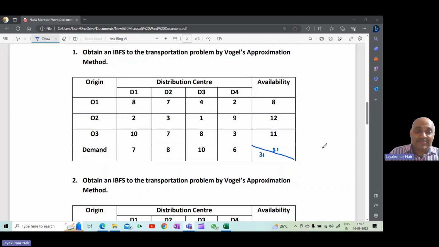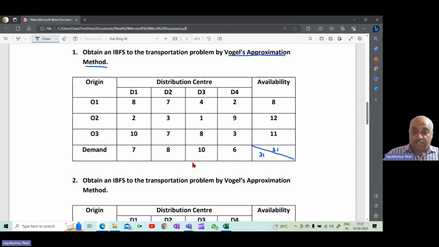Hello, dear friends. We will see how to obtain an initial basic feasible solution to the transportation problem by Vogel's approximation method. It is popularly known as VAM. So we will go straight to the problem. Obtain an initial basic feasible solution to the transportation problem by Vogel's approximation method.